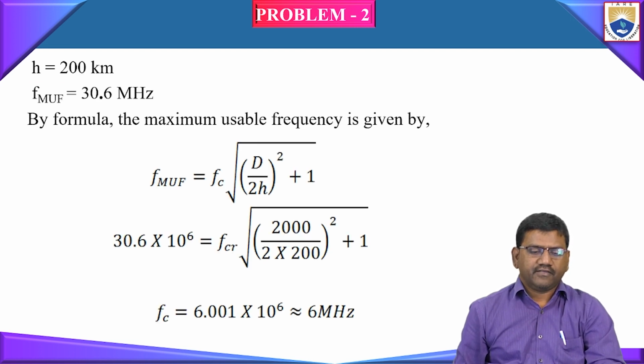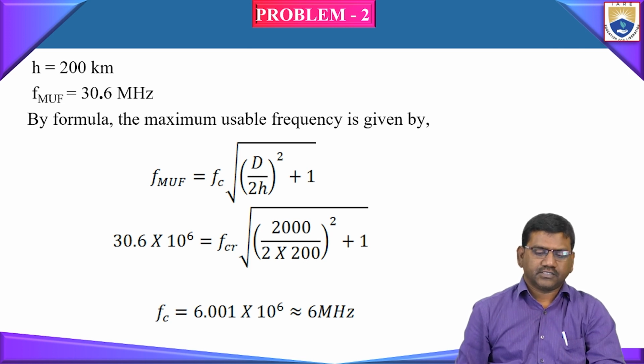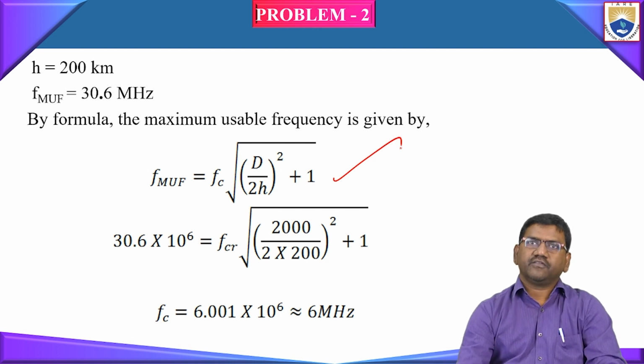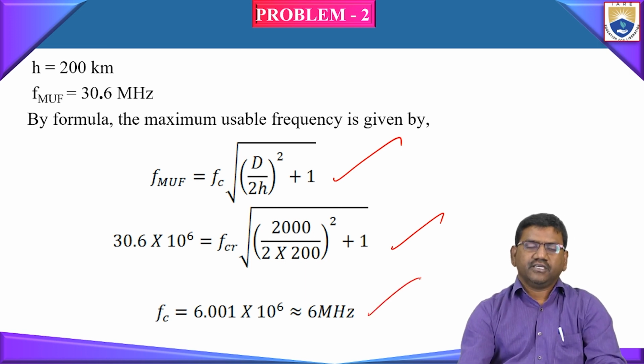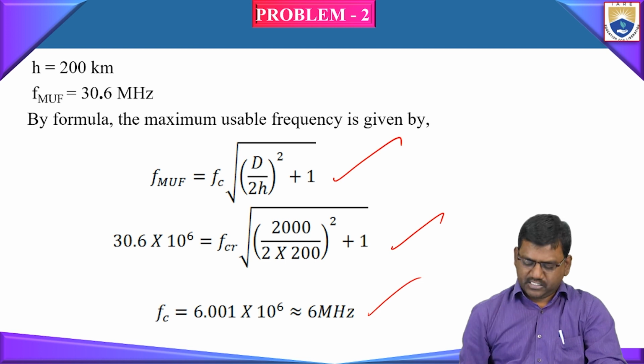So this is the data given here. We are finding the MUF value directly by the formula Fc into root of (d by 2h) whole square plus 1. Substitute the data given in the formula, and after mathematical simplification you will get Fc is equal to 6 megahertz approximately.